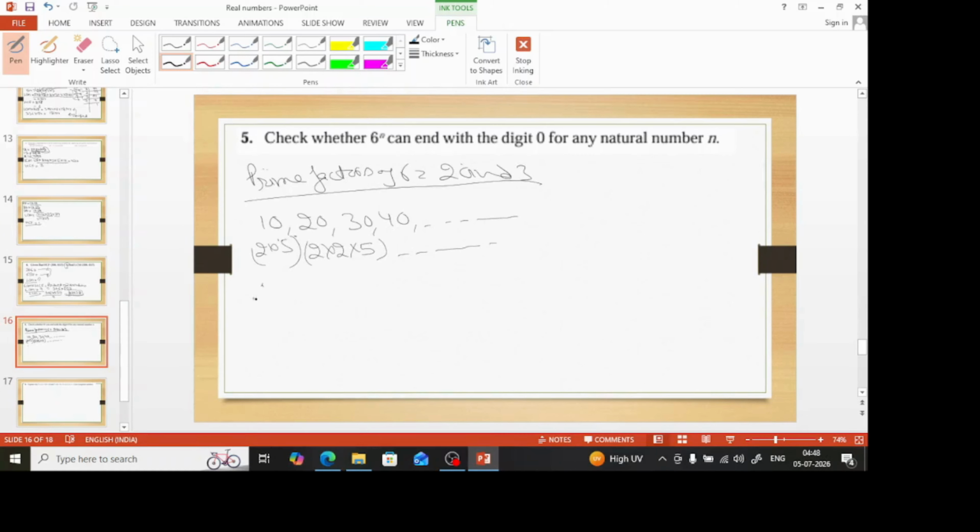Therefore, we can say there is no number n for which 6 raised to the power n ends with the digit 0.